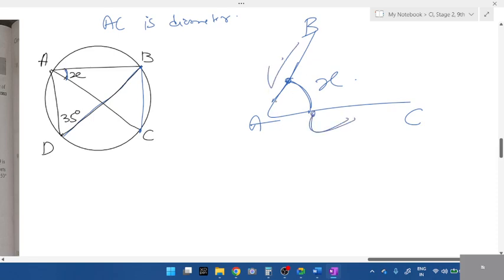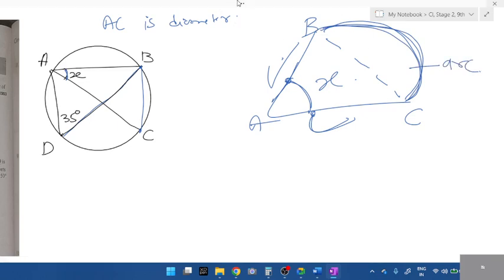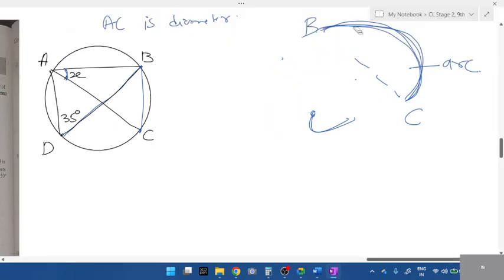Take this part, and if you connect this, it becomes a triangle. If you join B and C as an arc, what do you call this? Doesn't it become a segment? It's a segment, right? BC becomes the arc. So this is how you identify the question.